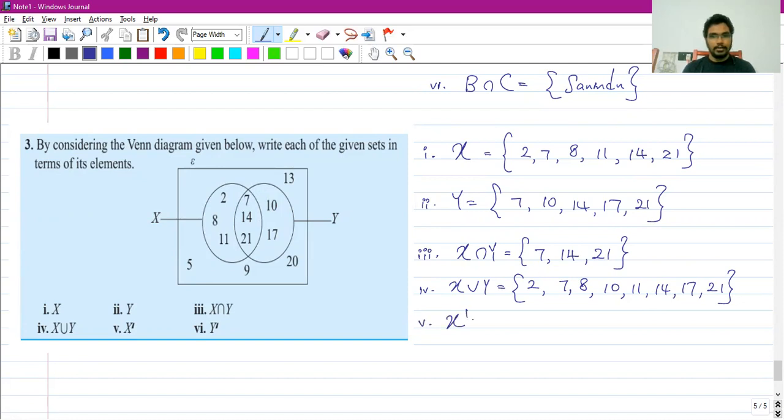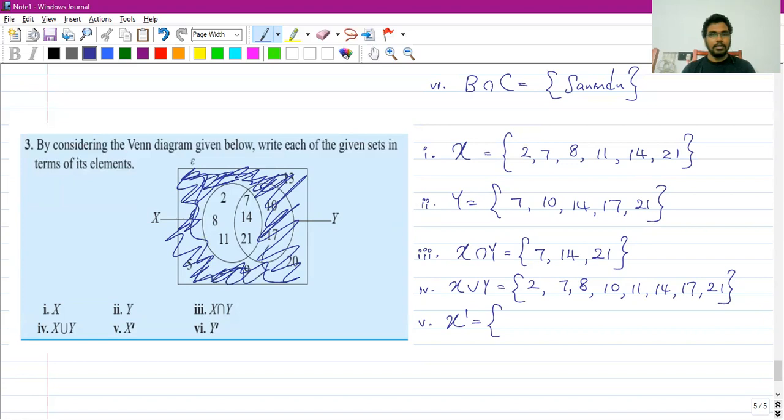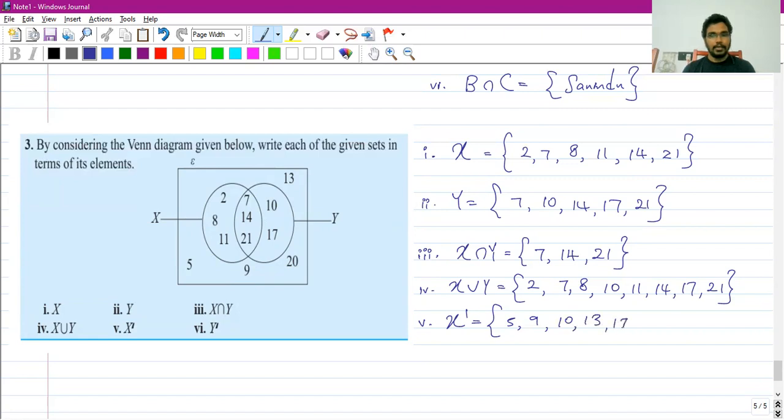B. So X dash, or the complement of X. Complement of X means this circle is X, and all the other parts which do not belong to X are called X dash. So this shaded part is called X dash. So what are the elements? We can write 5, 9, 10, 13, 17 and 20. Shall we see the number of elements? 1, 2, 3, 4, 5, 6. Yes, it is correct.